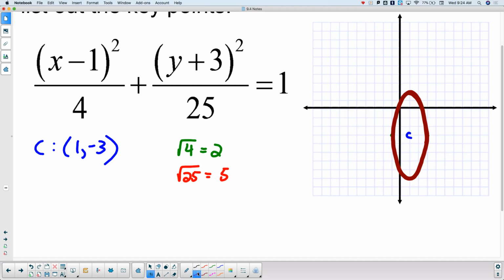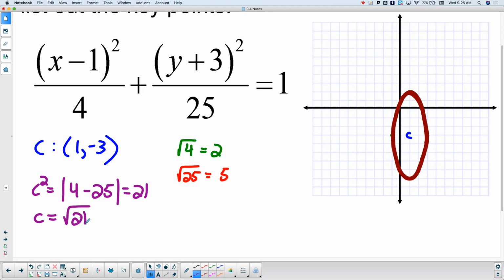Find the foci. How am I going to find the foci? C squared equals the absolute value of a squared minus b squared. So c squared is equal to the absolute value of 4 minus 25. 4 minus 25 is negative 21, absolute valued, 21. So c squared is 21. So c is what? Square root of 21. Can the square root of 21 be simplified at all? Nope.